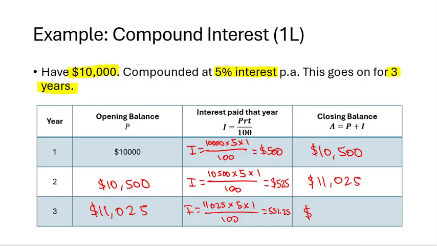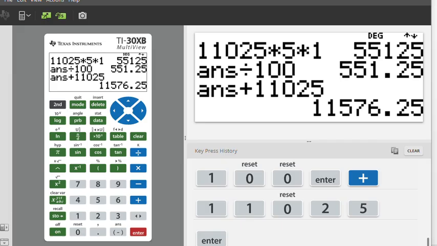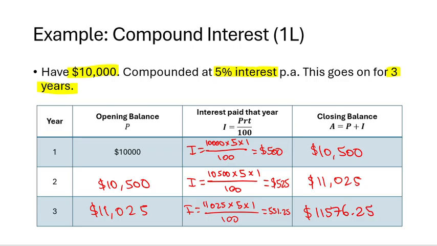So at the end of the 3 years, I would have earned 11,576.25. That's how much I would have in my total account. Now, if I just did regular simple interest times 3 over 100, I would have just gotten $1,500. And obviously, when you find a total amount after that, you would have gone 11,500.